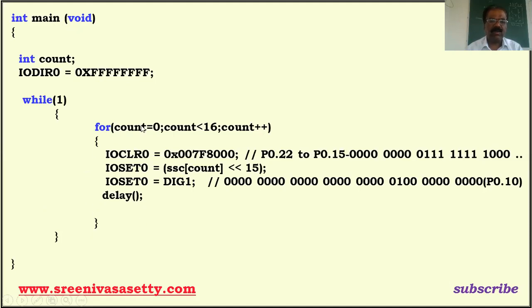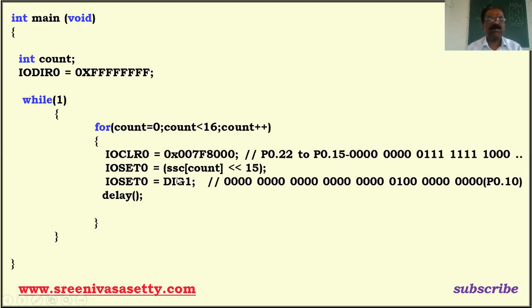Come back. Then go back, count plus plus. That is 1. 1 less than 16, true. Come over here. Clear once again. Then get the 7 segment port for 1. Shift towards left 15 times. That is assigned to IO set 0. Then make anode high. Then it displays 1. Like that it keeps on repeating the same thing. It keeps on doing the same job.